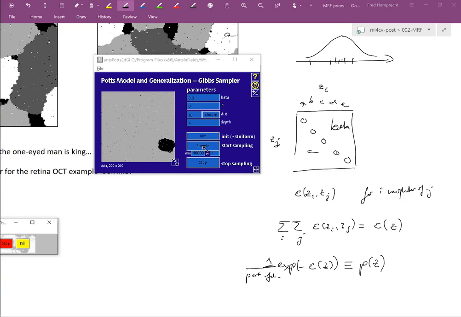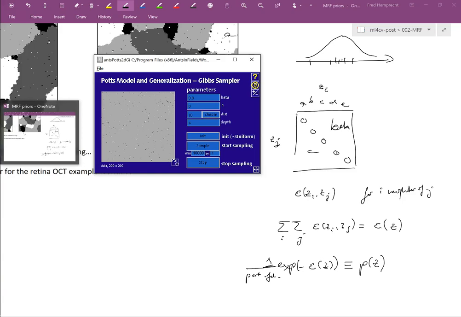And if we let this run for long enough, then it tries to sample very highly probable states, and the very highly probable state, according to this prior, is just a uniform distribution, just a single class. Okay, but more on that later.